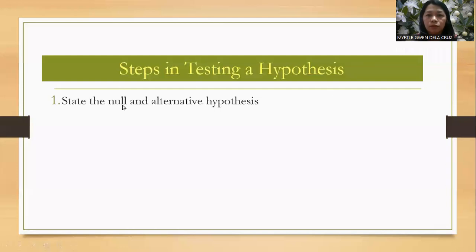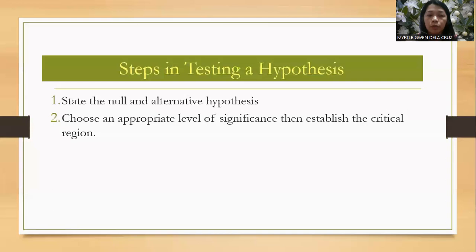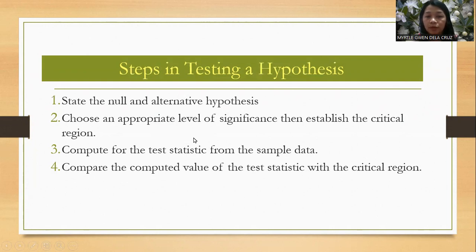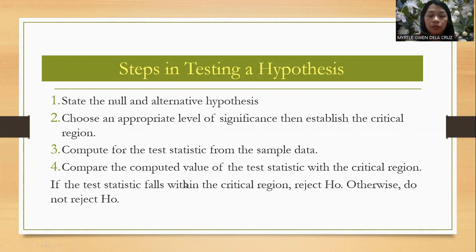So the first step is to state the null and alternative hypothesis, and then choose an appropriate level of significance, then establish the critical region. Third, compute the test statistic from the sample data. Fourth, compare the computed value of the test statistic with the critical region. If the test statistic falls within the critical region, we reject the null hypothesis. Otherwise, we do not reject the null hypothesis. And lastly, we need to interpret the results with the conclusion.